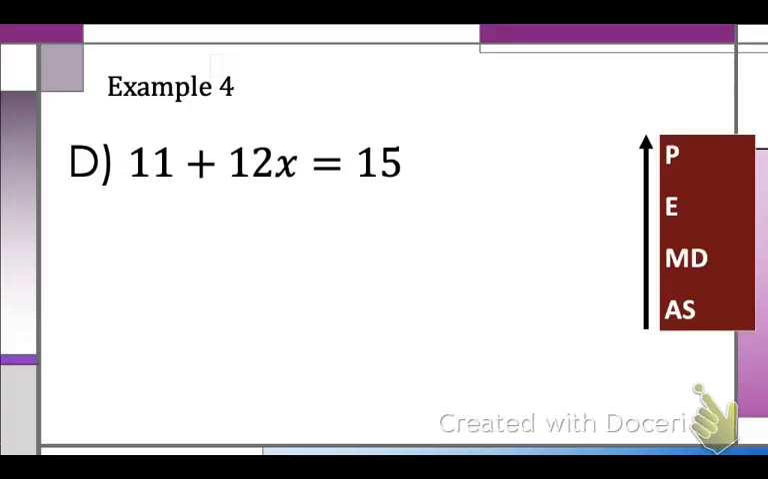All right, that is the end of the examples for today. I want you to now go and do the 1- and 2-step equation maze, and I will explain that in class.